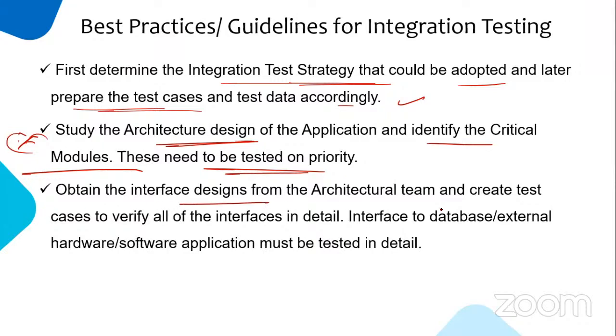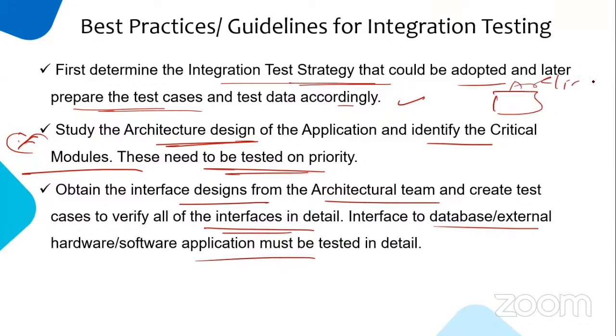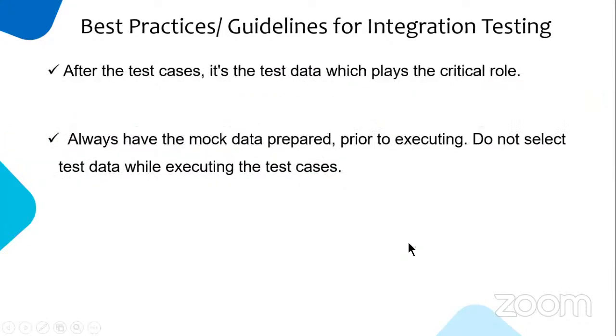Obtain the interface designs from the architecture team, create the test case, and verify all the interfaces in detail, like database, external hardware, software. So you have something called architecture diagram. I should not say architecture diagram. Architecture itself is a diagram. It will give a very good understanding of the entire application. I'll show you an example. Just give me a second.